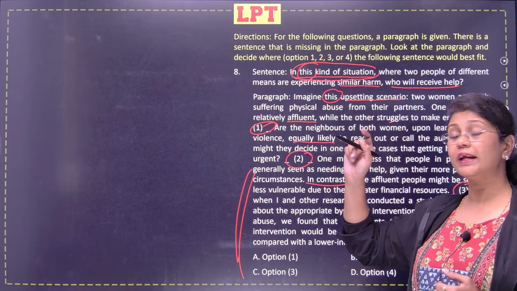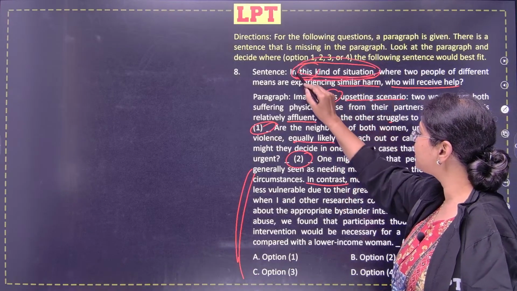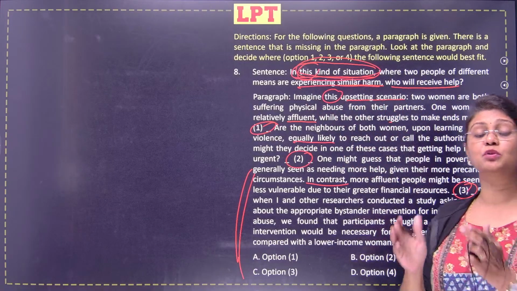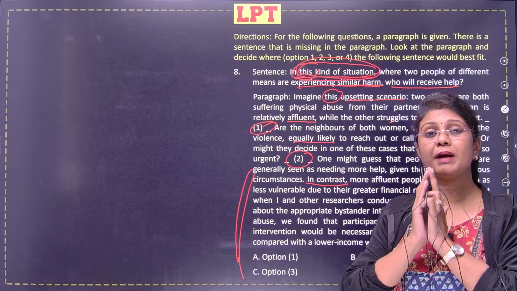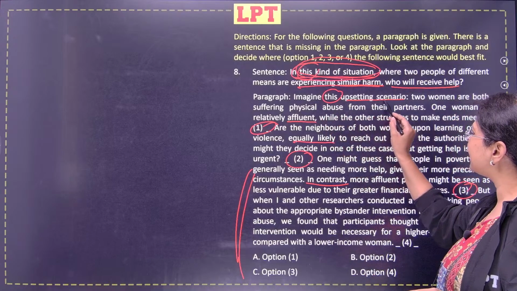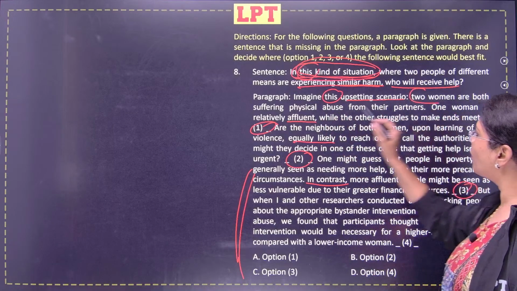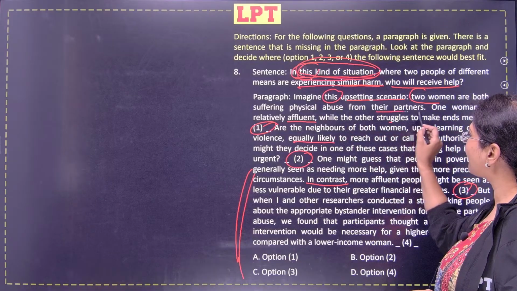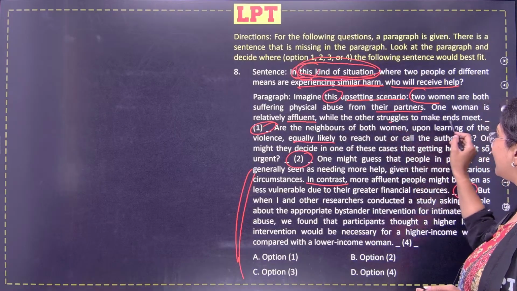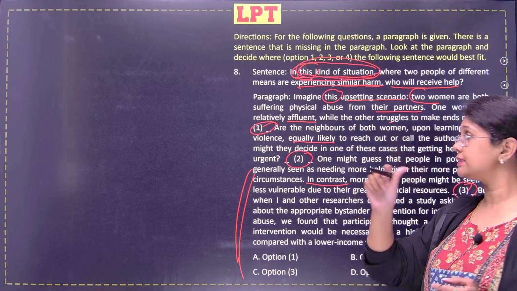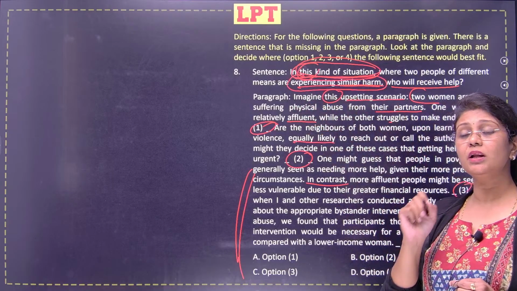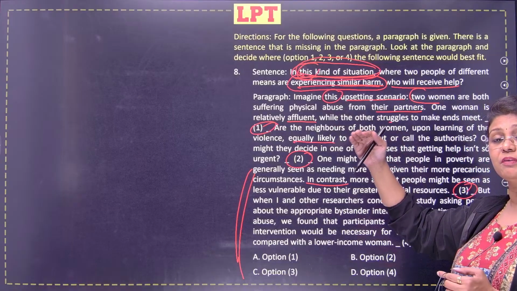On the other hand, if you look at this sentence, it says, in this kind of situation where two people of different means are experiencing similar harm. So we are looking for a sentence which mentions this similar harm. So let's look at where it would go. It says, imagine this upsetting scenario. Two women are both suffering physical abuse from their partners. One woman is relatively affluent while the other struggles to make ends meet. Now, if you look at the question statement, it says what? Experiencing similar harm. And this particular harm has been mentioned before the first blank.